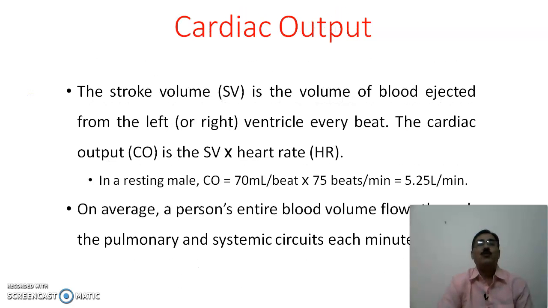The cardiac output, the CO. The stroke volume is the volume of blood ejected from the left or right ventricle every beat, and the cardiac output is the stroke volume multiplied by the heart rate.